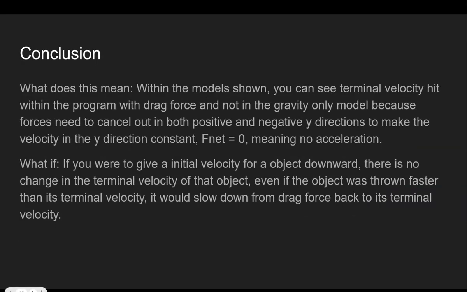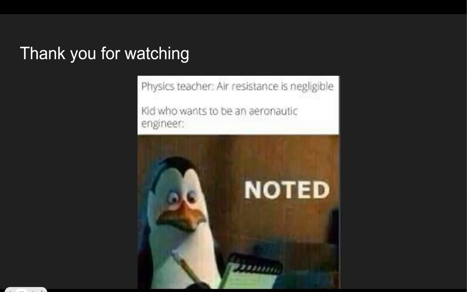Now, what if you gave an initial velocity to the object downwards? What would happen? Well, there would be no change in the terminal velocity of that object, even if the object was going faster than its terminal velocity. It would actually slow down because of drag force back to its terminal velocity, because they want F net equal to 0 on this. So, that'd be how.